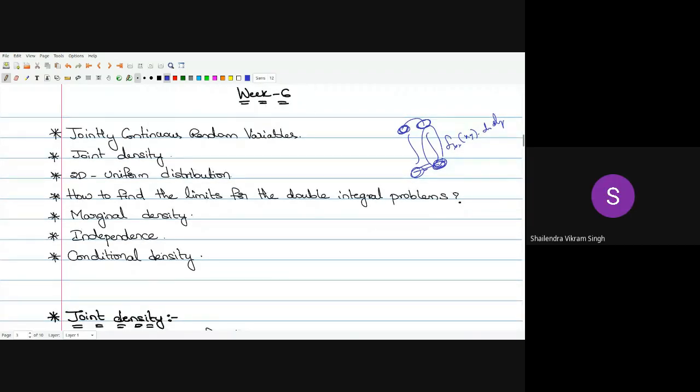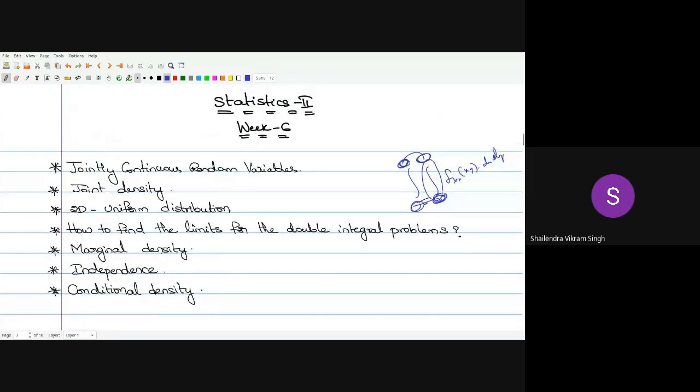Is there any way to avoid this double integral? No, there is no way as such. Is there an alternative to the area under the curve? We have to think about it. Are there any ideas we can develop? As of now, what we know is area under the curve, and if you want the area under the curve, you have to integrate.